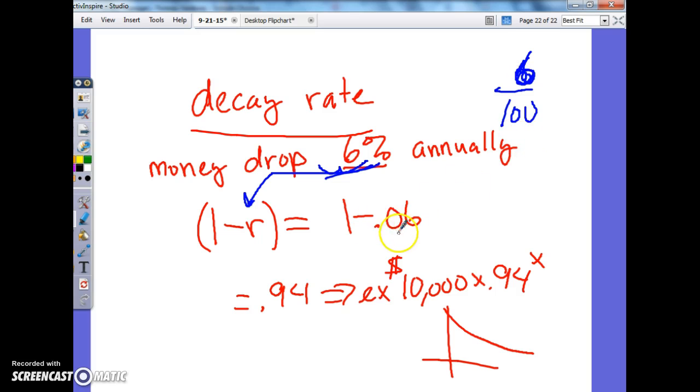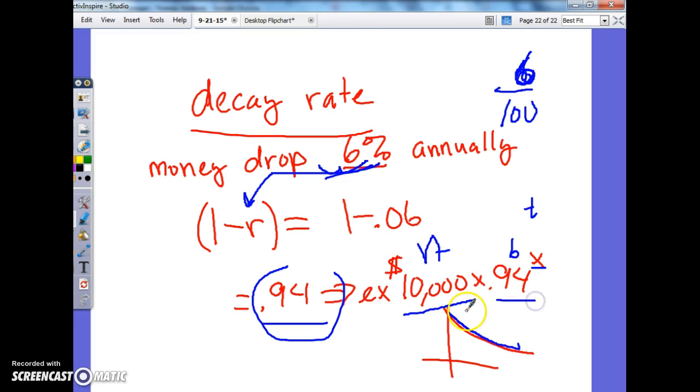6 out of 100, which is 0.06. So 1 minus 0.06 is 0.94. That's my decay rate. So I'll take my initial, let's say I have $10,000, times, this is my A, times my b to the x power. We could use x or maybe t if it represents time. Every year times 0.94. Notice your money is going to shrink because you're multiplying by something less than 1.